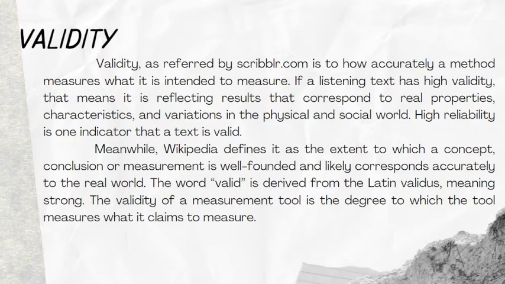Meanwhile, Wikipedia defines it as the extent to which a concept, conclusion, or measurement is well-founded and likely corresponds accurately to the real world. The word valid is derived from the Latin validus, meaning strong. The validity of a measurement tool is the degree to which the tool measures what it claims to measure. In other words, validity is how the text shows as a valid thing, no?